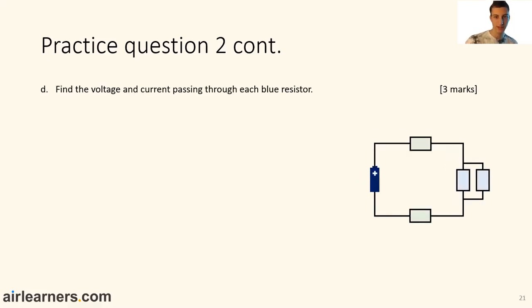Now comes slightly more difficult. Find the voltage and current passing through each blue resistor. It's worth 3 marks because it will require a bit of arithmetic, but I think that you can do this within 3 minutes.